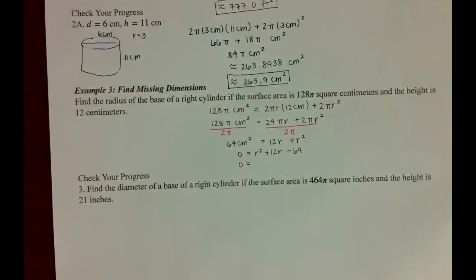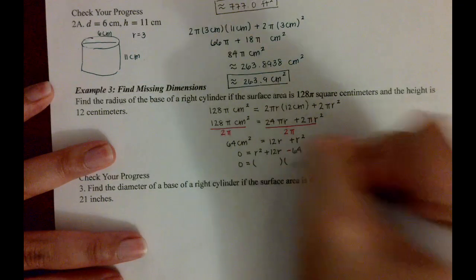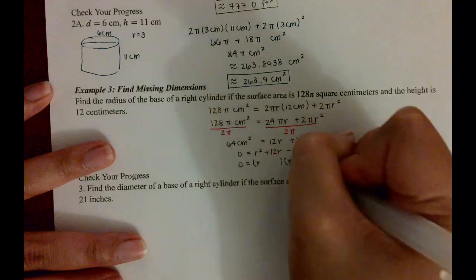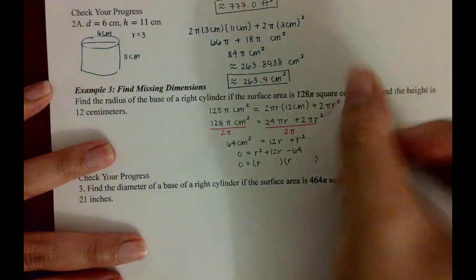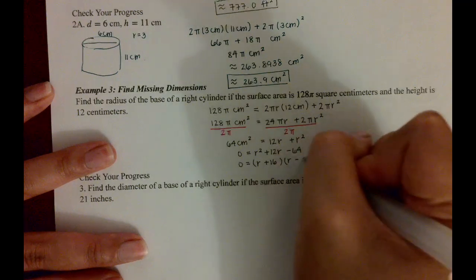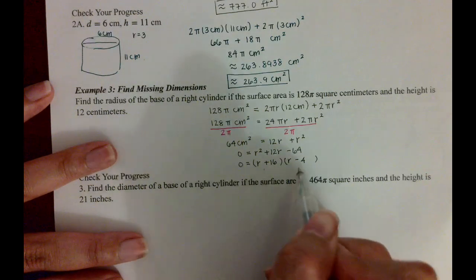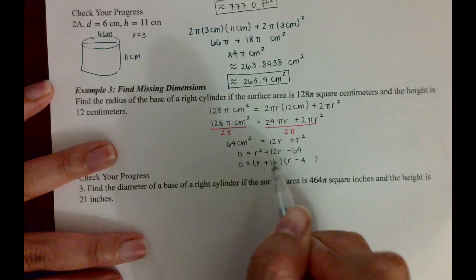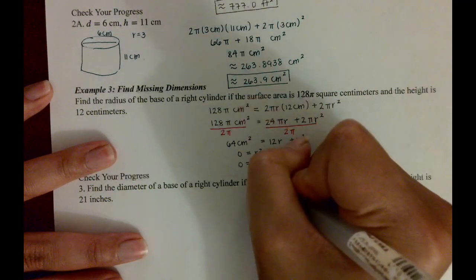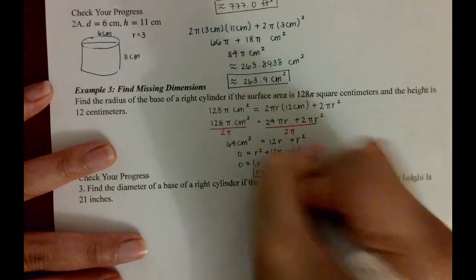Then I'm going to factor. Okay. So 2 things that multiply to be negative 64 but add up to 12, that's 16 and negative 4. The 16 is going to be positive because it's a plus 12r. Here, r could equal negative 16 or 4, but because you can't have a negative radius, that just means my radius is 4 centimeters. And there you go.